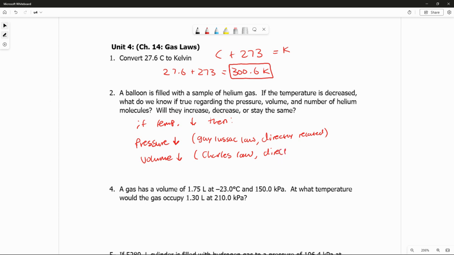Cannot spell today. Directly related. All right. Finally, the number of particles will stay the same, stays constant. Because if you logically think about it, just because the temperature decreases, it does not change the number of particles. So if our temperature decreases, it has no effect on the number of particles. And therefore, we have all of our information now. Pressure goes down, volume goes down, and number of particles stays constant.